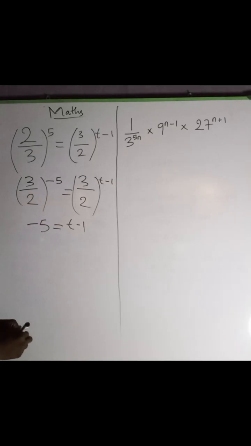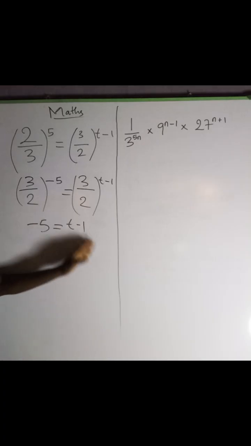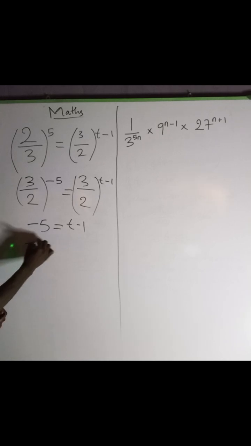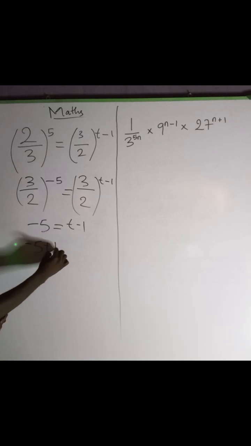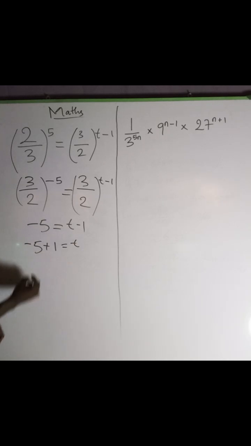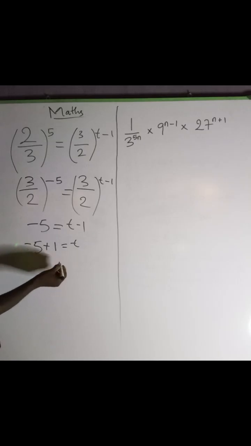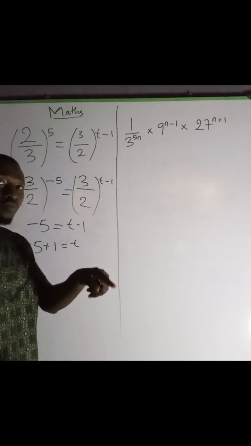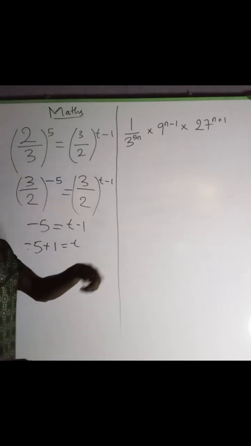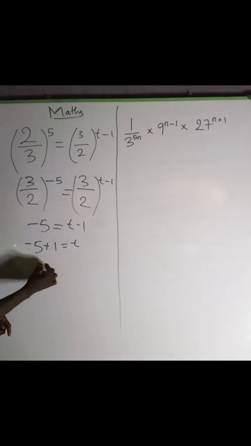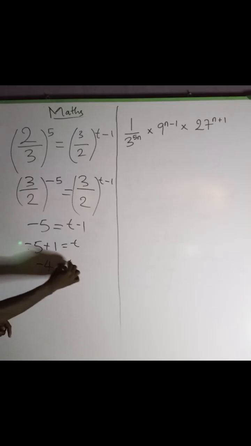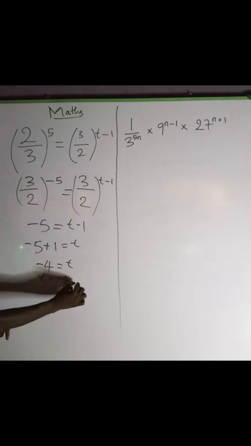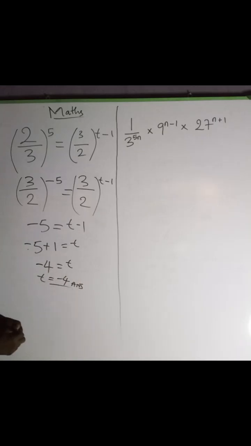So at this point, you collect like terms, making t the subject of the formula. This 1 will come to this other side. We now have minus 5 plus 1 equal to t. Minus 5 plus 1: you owe somebody 5 oranges while you have 1 orange. So the one you have, you pay, and then you will still be owing 4. So this will give you minus 4 equal to t. So we can now say that t is equal to minus 4. This is the answer. It's a WAEC question.